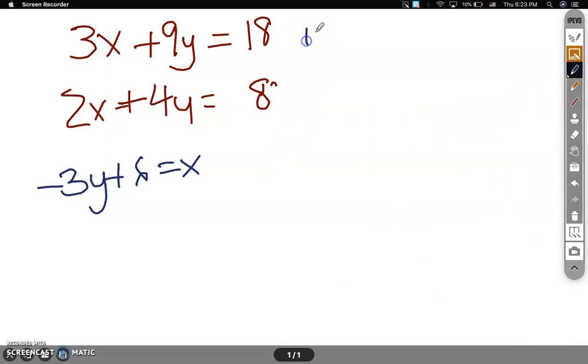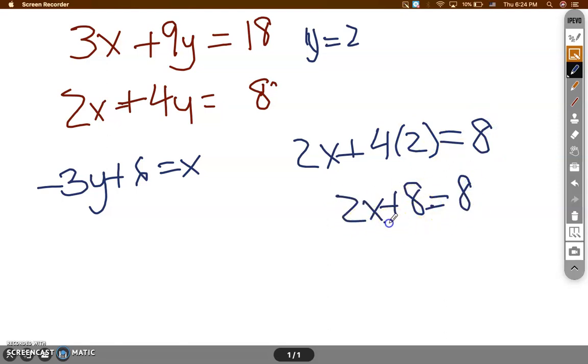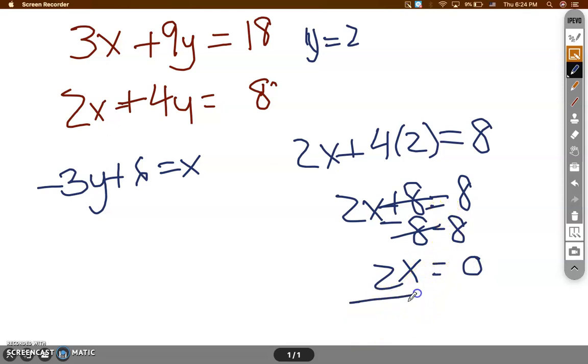So we got y equal to 2, right? What we're going to do next is plug it into one of these equations. I'm going to choose the second one. So we get 2x plus 4 times 2 equals 8. Then I get 2x plus 8 equals 8. I'm going to subtract 8 from both sides because I'm trying to solve for x. So 2x equals 0, because 8 minus 8 is 0. Divide by 2 on both sides, then x is just going to be 0.